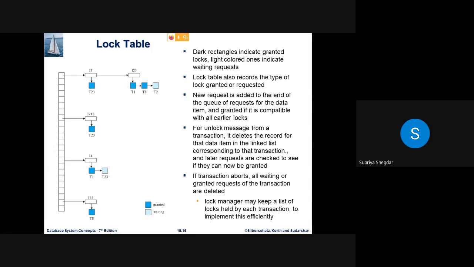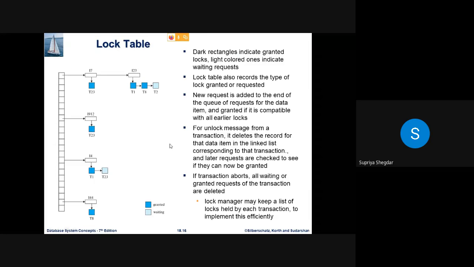So every lock table contains the series of locks, or we can say the linked list of the locks. And for the same data item, if a new request from a new transaction arrives, then it is also added to the end of the queue of the list. And in the lock table, in this diagram, both granted locks and waiting locks are indicated. Understood?